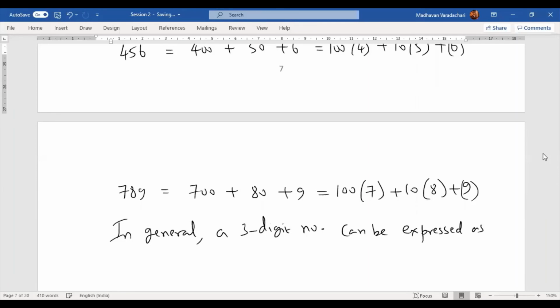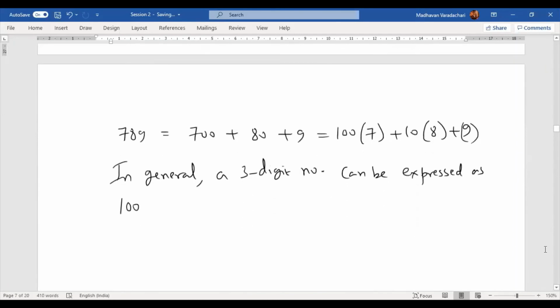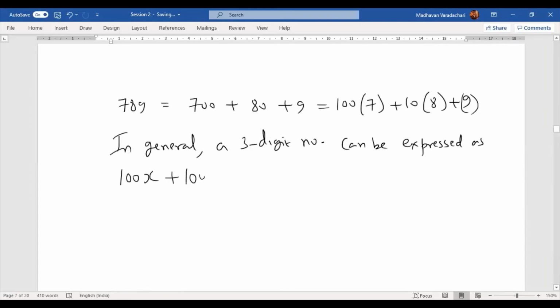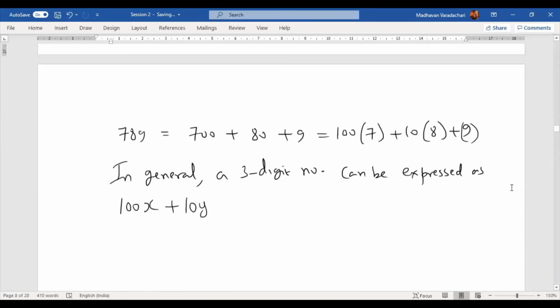as, I said 100 is a constant, whereas the 7, 4, 1, these are variables. I will write x plus 10 is a constant, 8, 5, 2 are variables, so I'll put y. Then the last, whatever it is, that is also a variable. Let me bring it as z. So there are 3 variables, x, y, and z. And any 3-digit number can be expressed like this as 100x plus 10y plus z.